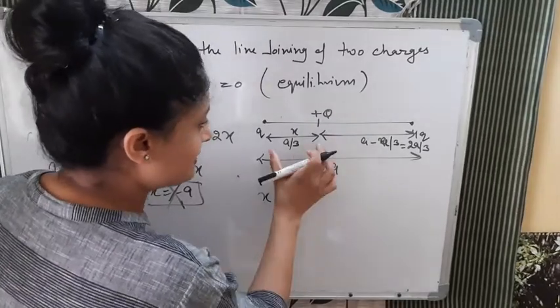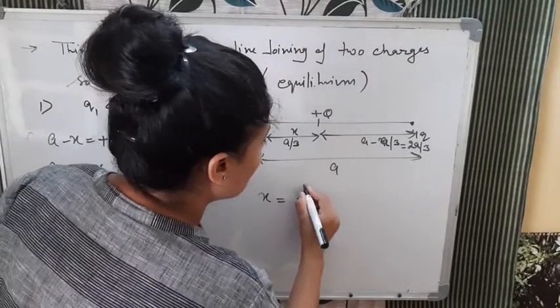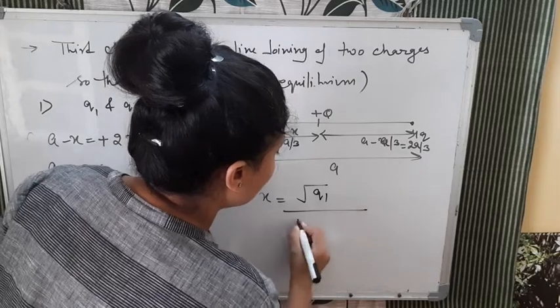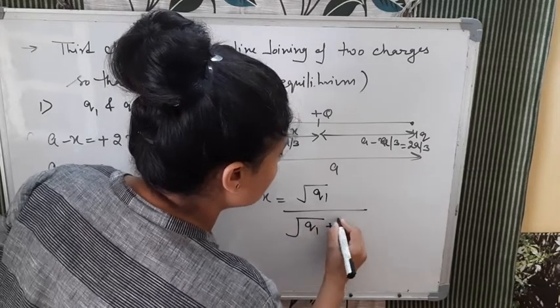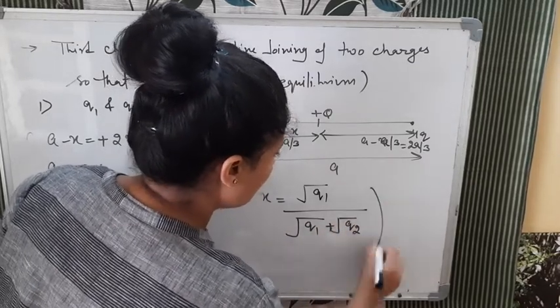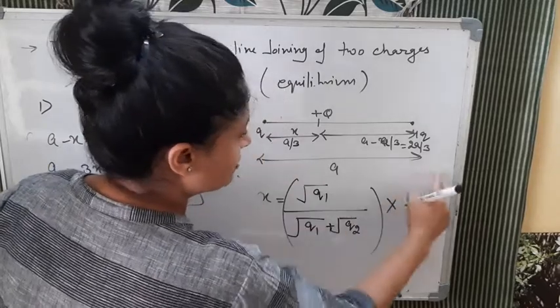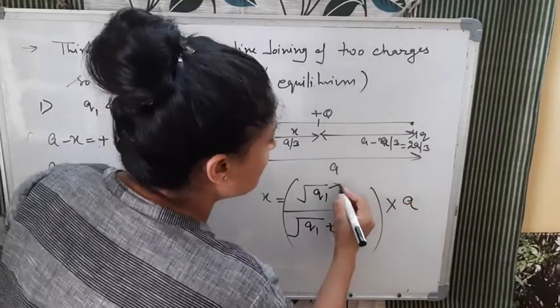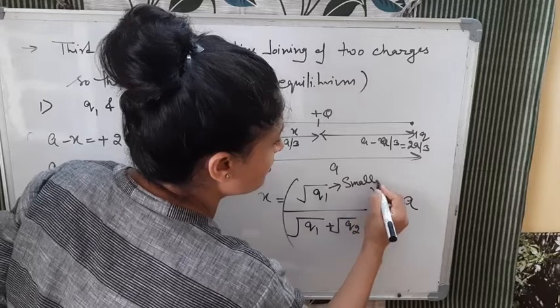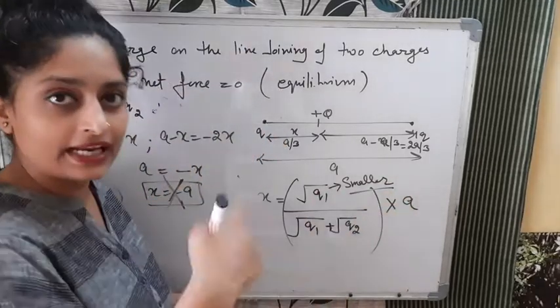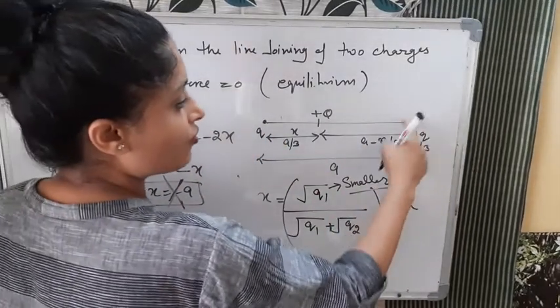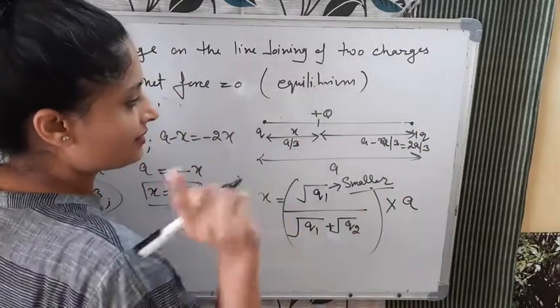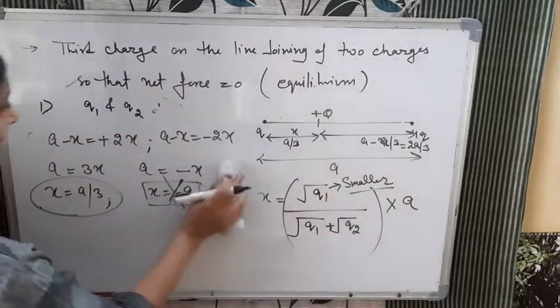See, so X, this distance, is equal to under root Q1 divided by under root Q1 plus under root Q2, into the total distance between the charges, a. Q1, remember, is the smaller one, the charge which is smaller is Q1, and Q2 is the bigger one. So 4q is Q2 and q is Q1. Put the values, you will get the same result.